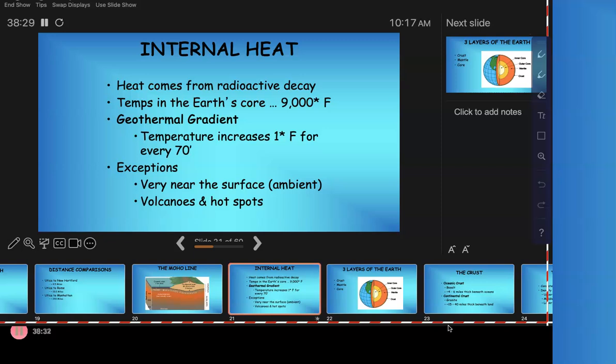So at any rate, the Earth is an insulator, and that energy stays in there and builds up over time.